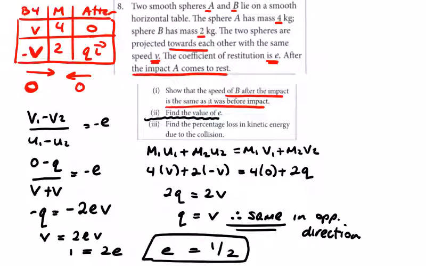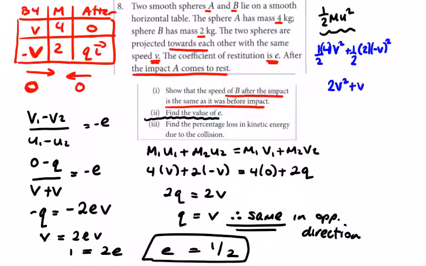And then find the percentage loss in kinetic energy, so our half mu squared. In terms of V here, we have a half 4 by V squared. And we have a half 2 by your minus V squared. That's what's going on before. So half of 4 is 2, so we have 2V squared. We just have plus V squared. So 3V squared before.